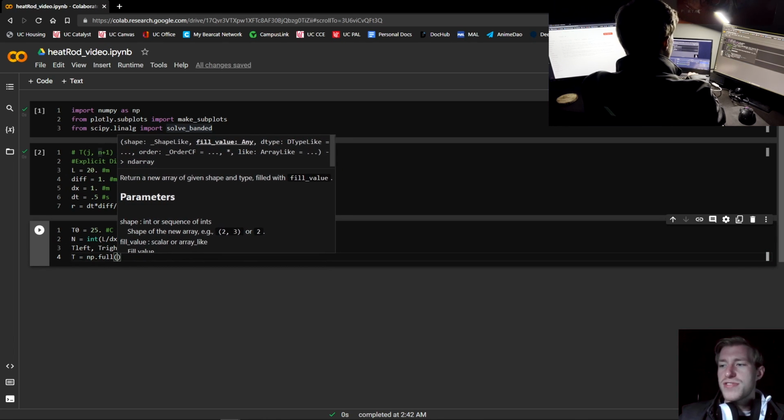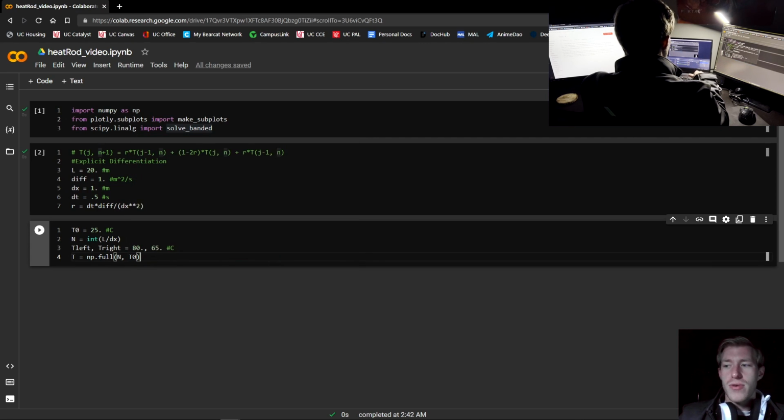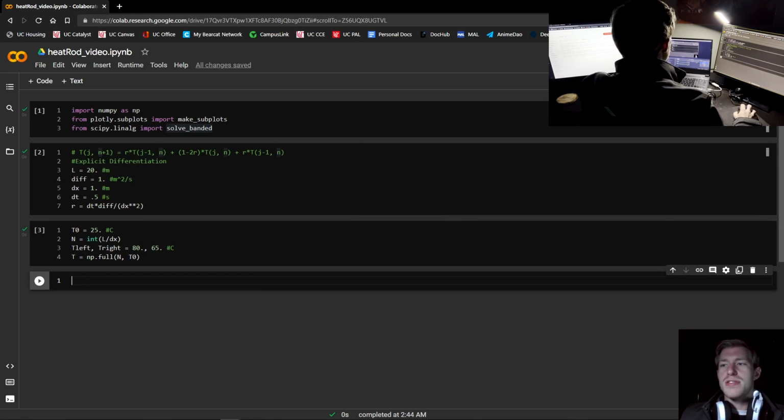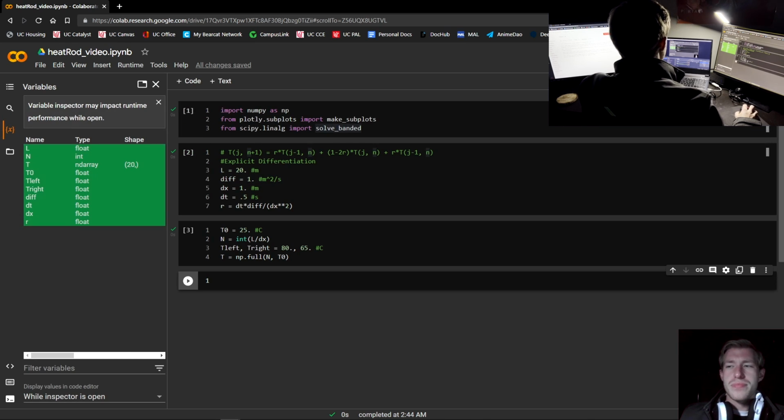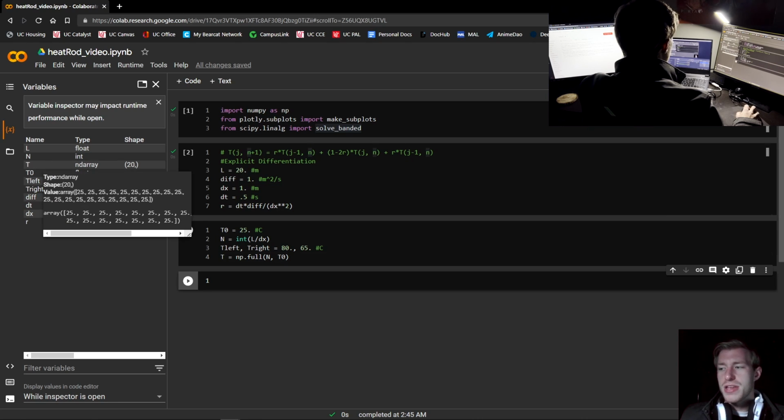And the first thing needs to be the length, the shape of our array, which in our case, if we feed in a single integer n, that'll just say it's going to be n spaces long. And the integer we're going to want to fill across that array is going to be t0. So if I open our variable array, we'll see we have t here, which is an array full of 25s, and there's exactly 20 of them, which is what we'd expect.